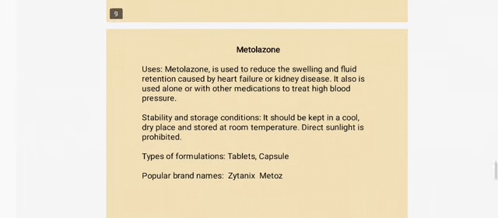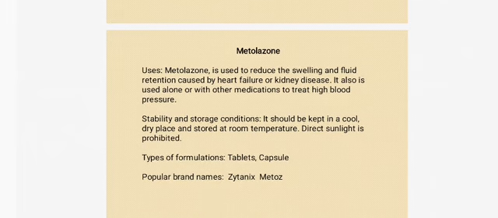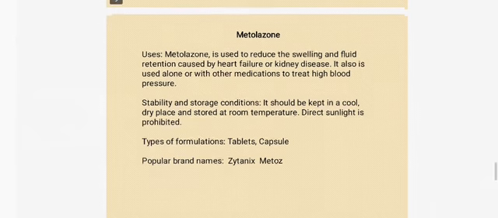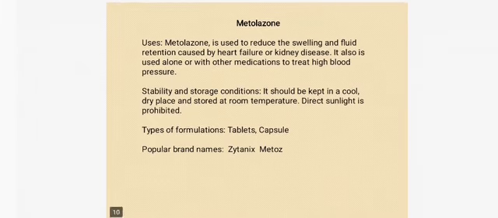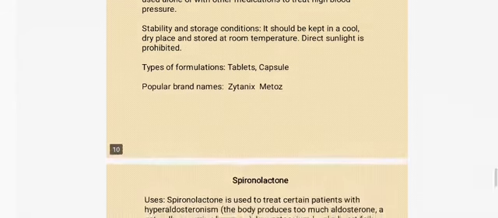The next is metolazone. It is used to reduce the swelling and fluid retention caused by heart failure or kidney disease. It also is used alone or with other medication to treat high blood pressure. It should be kept in a cool, dry place and stored at room temperature, and direct sunlight is prohibited. It is available in the form of tablets or capsules. And the popular brand names are Zaroxolyn or Metoz.